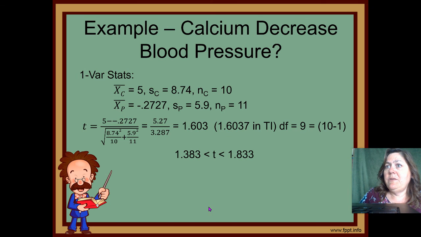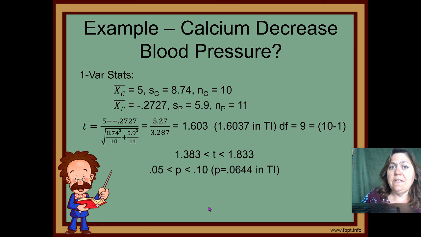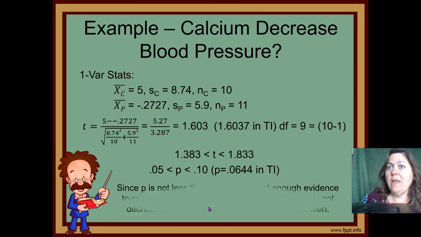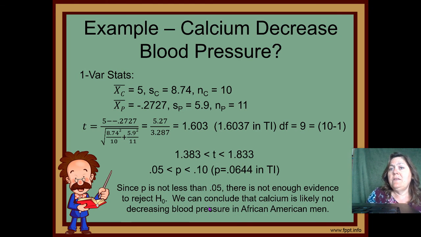I got t to be between these two numbers on the table, which goes up to a p-value. If you did the two-sample t-test, you got 0.0644, which is between the 0.05 and the 0.10. So since p is not less than 0.05, there's not enough evidence to reject the H0. So we conclude that calcium is not likely decreasing the blood pressure in African American men. We don't have enough statistically significant evidence to say there is a difference, so we have to accept there is no difference at this point.